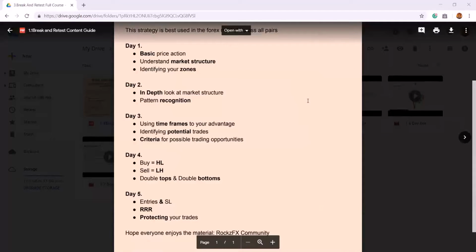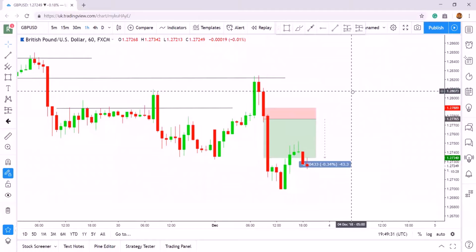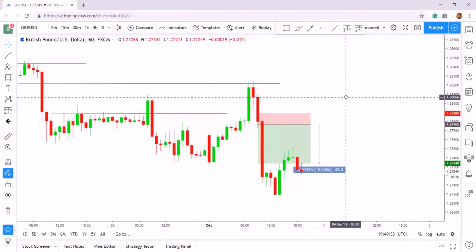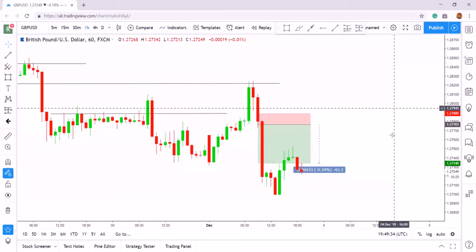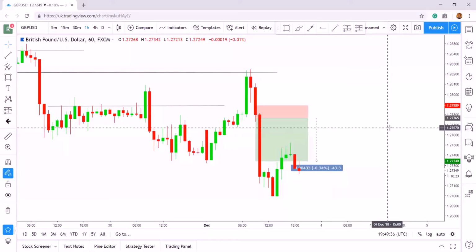Today is probably our simplest day. So there's not going to be too much information where you're going to be overloaded. What we're going to go straight into is what is price action, understanding market structure, and then, of course, how we draw our zones.